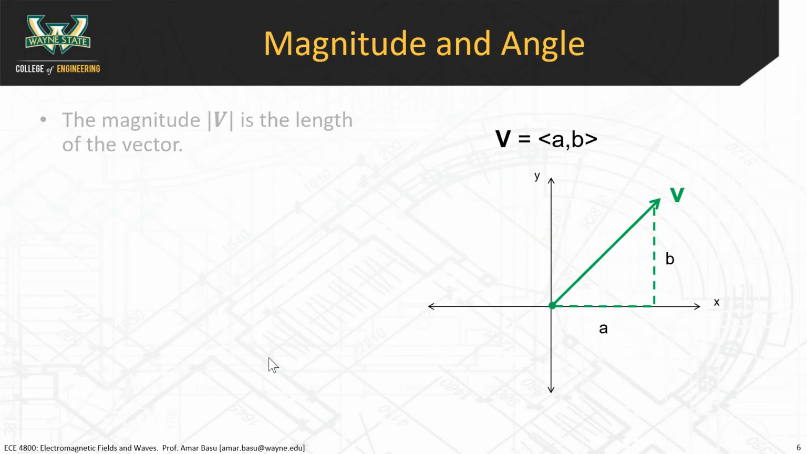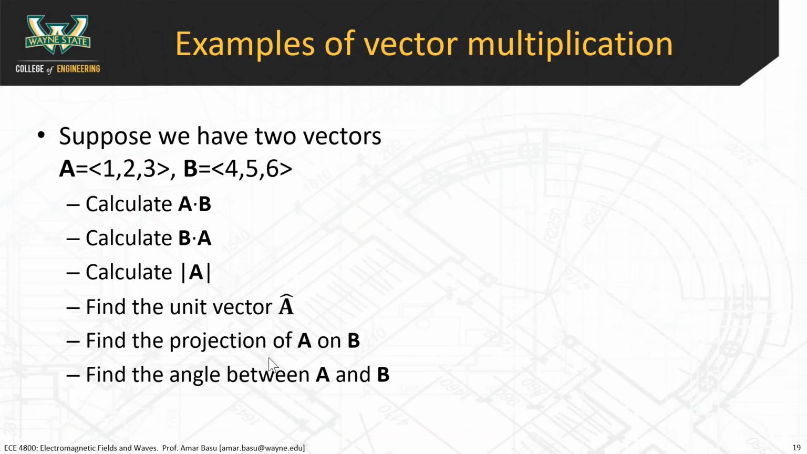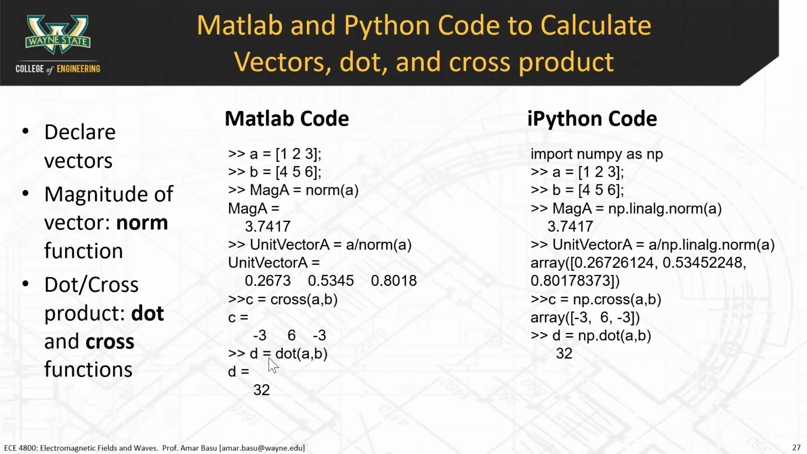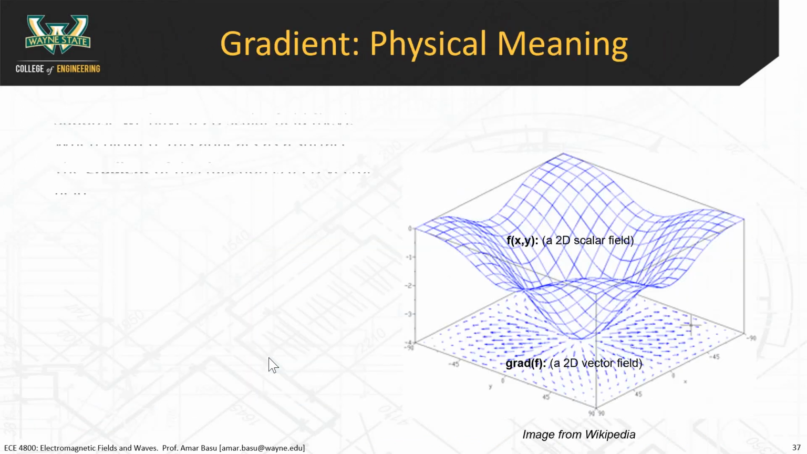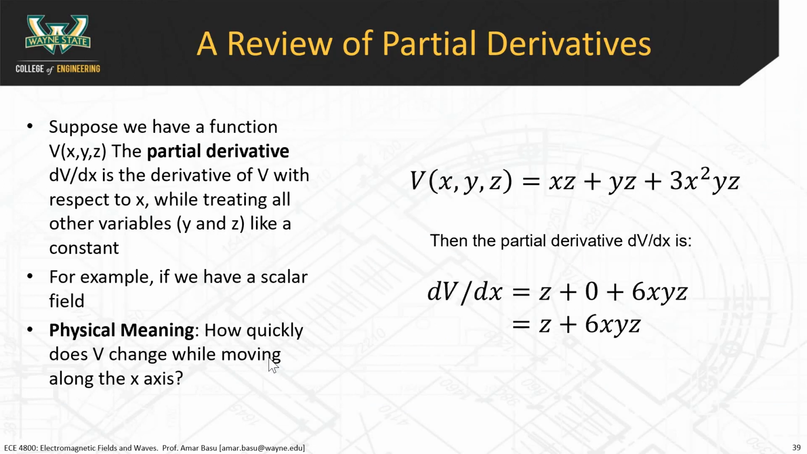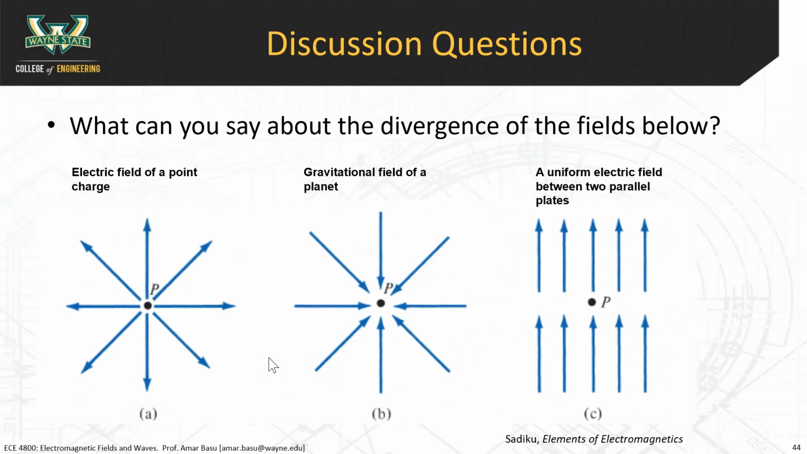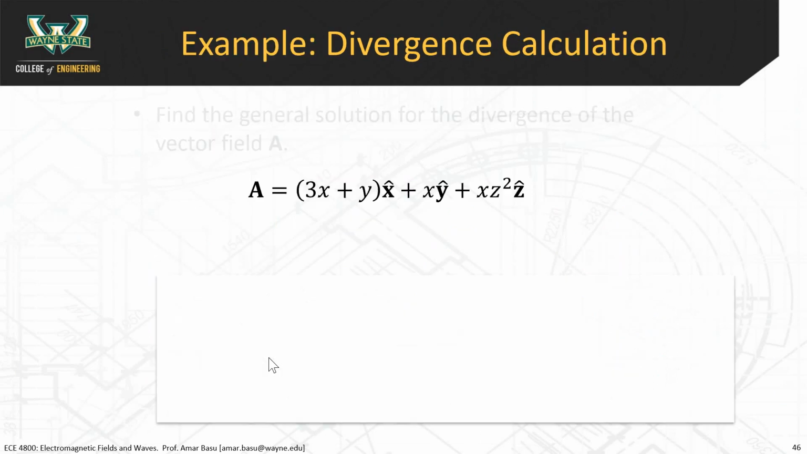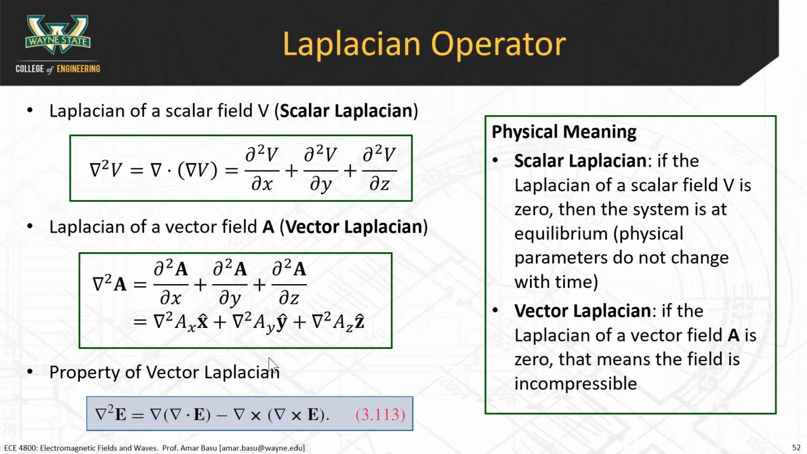So let me just fast forward here. We saw some examples of vector multiplication, cross product, and so on, and what the physical meanings are. We talked about the gradient last time, and then we finished by talking about partial derivatives. We finished talking about divergence and curl also. I forgot to mention that. All right, so we have an idea of what those are.